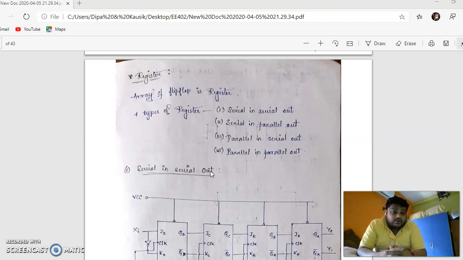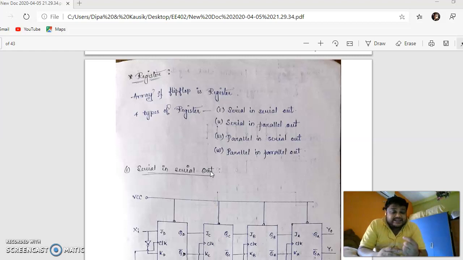At first, we want to know what a register is. An array of flip-flops is called a register. We know the four types of register. One is serial in serial out, another is serial in parallel out, another is parallel in serial out, and the fourth is parallel in parallel out.